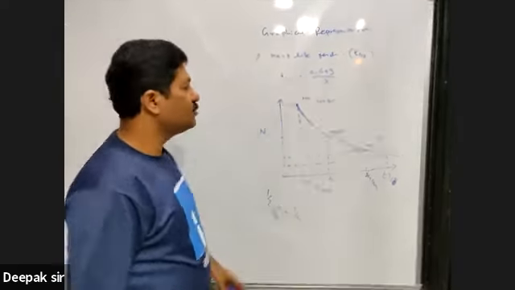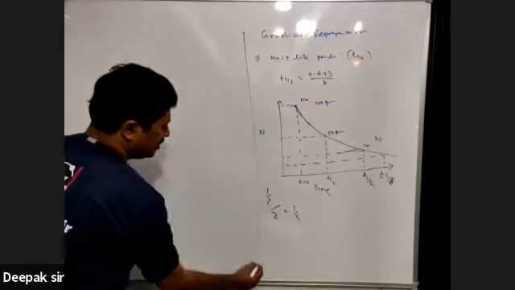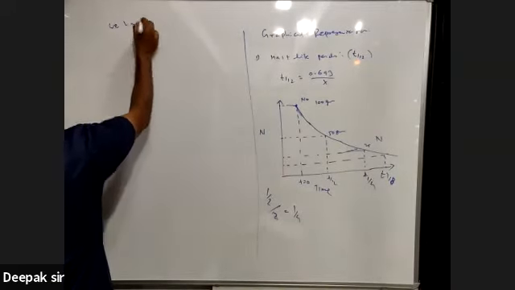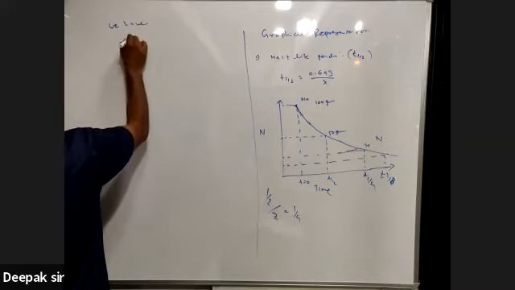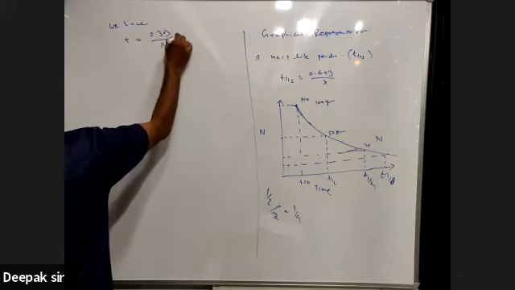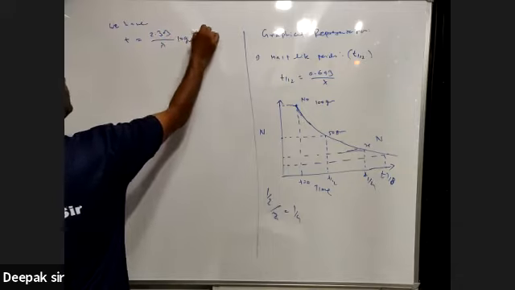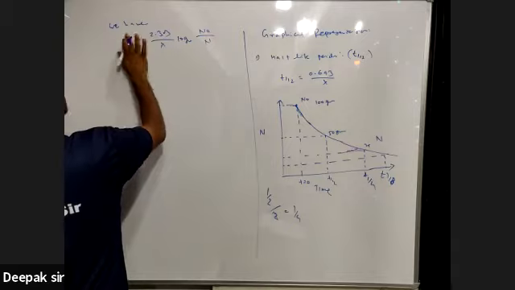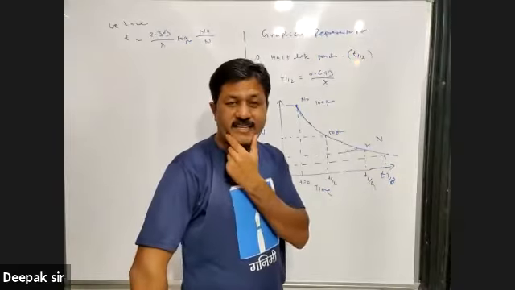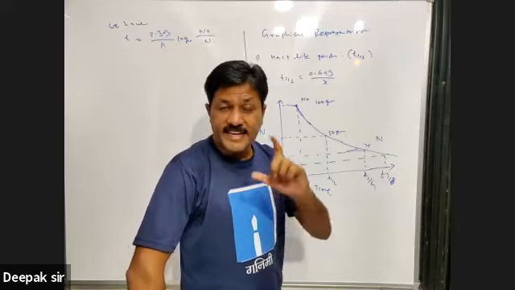Clear with this? Now let's go to the graphical representation of this radioactivity. Radioactivity, so we have the equation. That is t is equal to 2.303 upon lambda log base 10 n0 upon n. So this is the equation for the radioactivity. This is the integrated rate law we are seeing here.